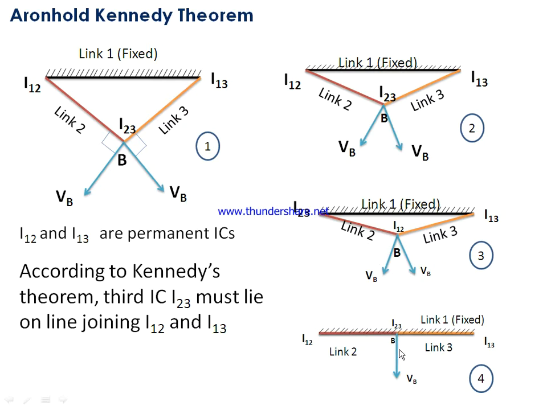And in this fourth figure, let us say link 2 and link 3 are in line with link 1, and the point B will have a single direction, VB. Now you can see three instantaneous centers, I12, I23 and I13. They are all lying in a single straight line. That is what Kennedy's theorem is, and that is the proof of Kennedy's theorem.